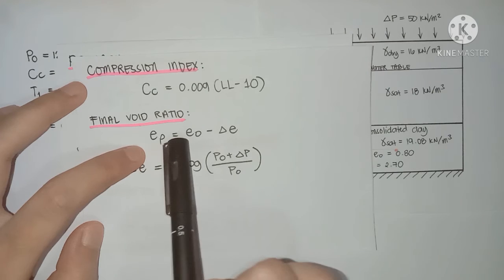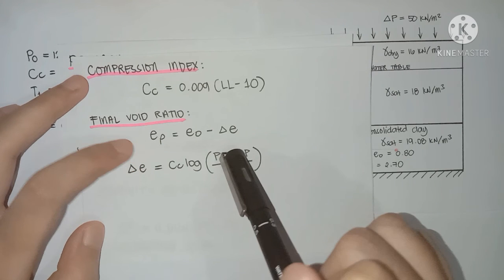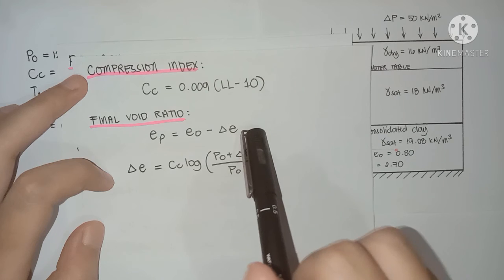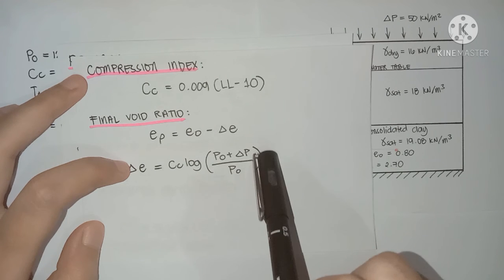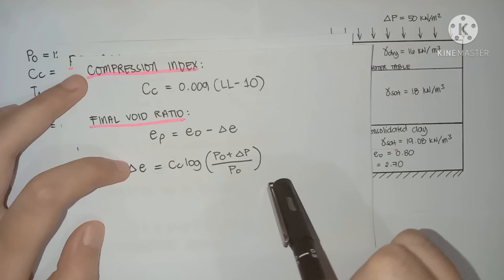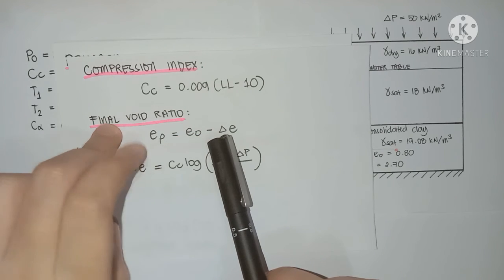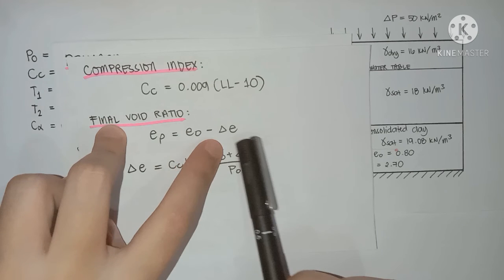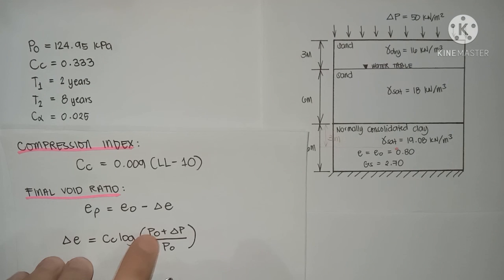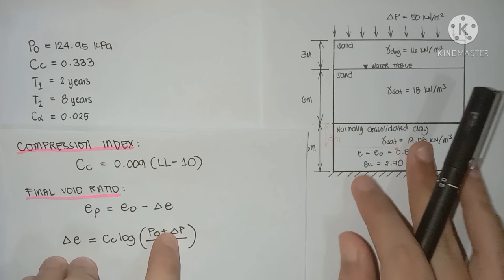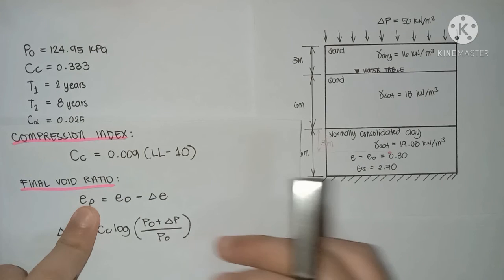What we lack to get SS is this final void ratio, wherein we have these formulas. The final void ratio is equal to the initial void ratio, e0, minus the change, delta e, wherein delta e is equal to CC times log of (P0 plus delta P) over P0. Since the initial void ratio is given, all we lack to get our final void ratio is this delta e. We solved CC as well as P0 earlier, and delta P is given, so we can get delta e and then the final void ratio.